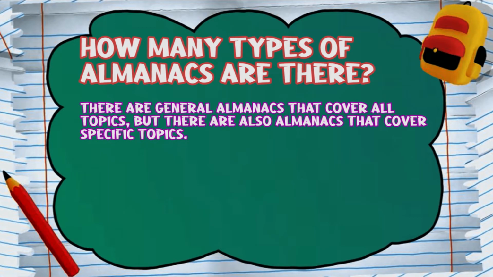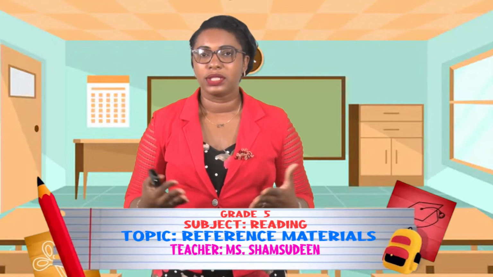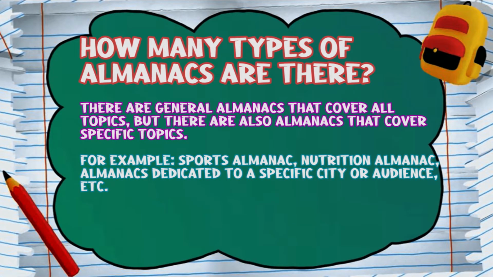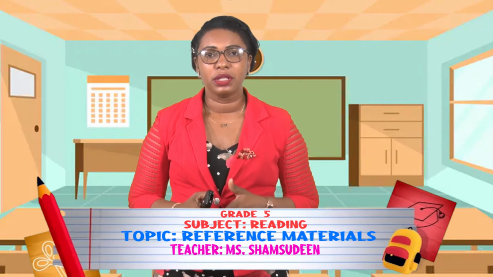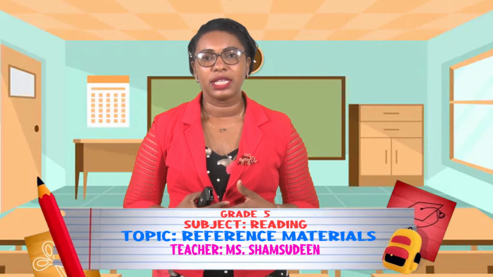Now, there are many types of almanacs because the almanac will give you the facts or details about a specific event. You will find topics such as sports, you have almanacs for nutrition, and there are even almanacs which are designed for special cities or audiences, meaning different groups of people, business people, for miners, for farmers. And so the almanac is designed for a particular topic.